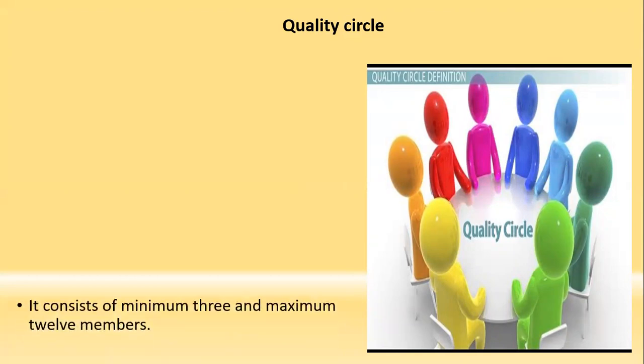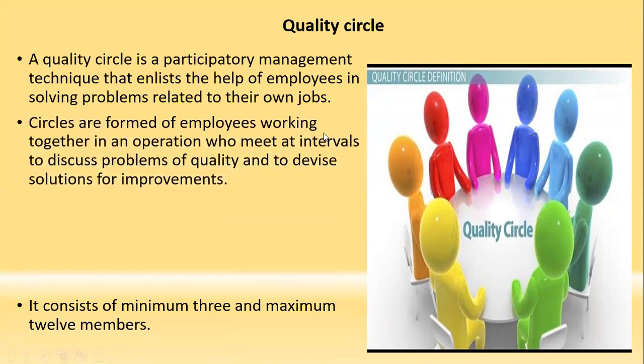A quality circle is a participatory management technique that enlists the help of employees in solving problems related to their own jobs. So, in an organization, there may be a number of processes going on. At each and every step, they analyze what problems are arising, and they sit together and have a discussion and see to it that the right quality product is delivered.